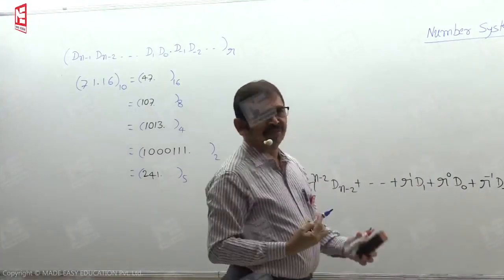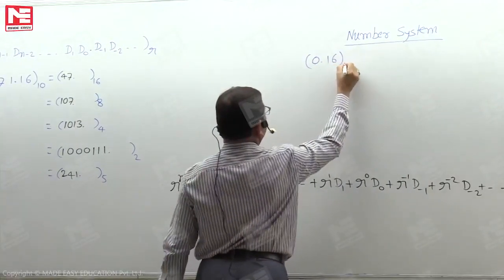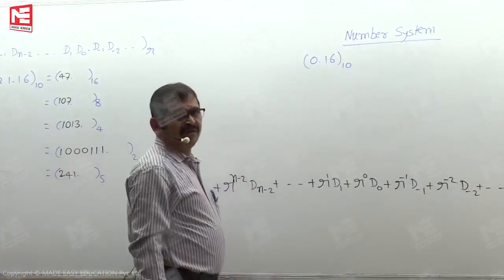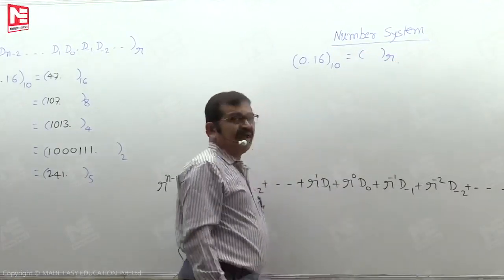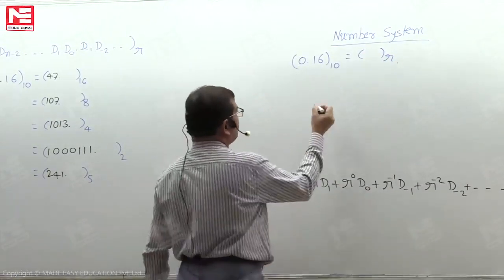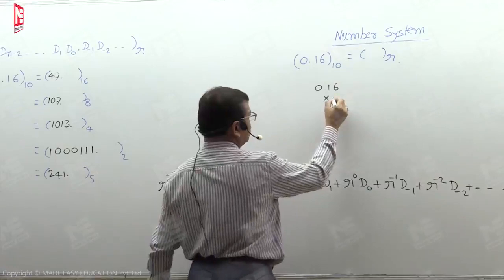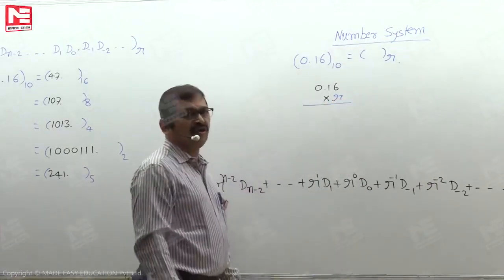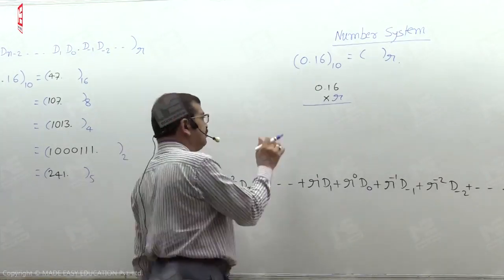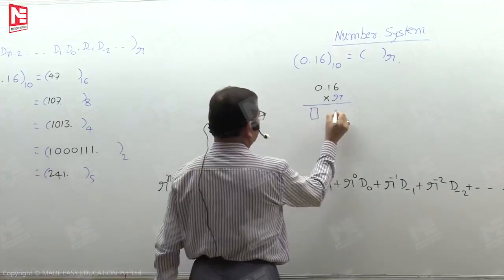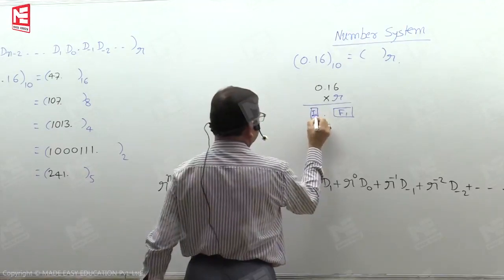For the given number, the fractional part we are having is 0.16. To read its equivalent in another radix, the procedure is that the fractional part of the given number is multiplied with the radix r. In the integer part case, it was divided. Now here it is a multiplication. While doing the multiplication, we are having some integer part and some fractional part.